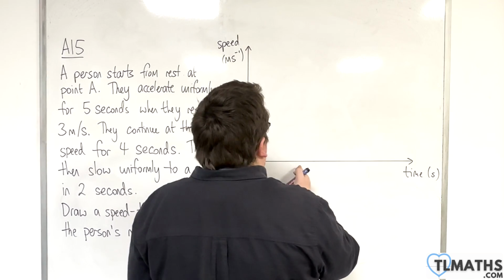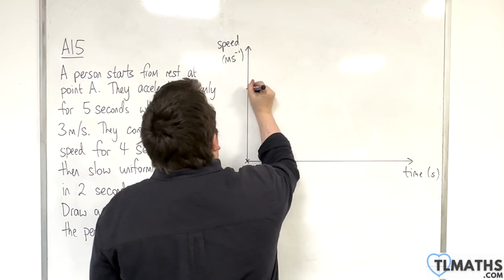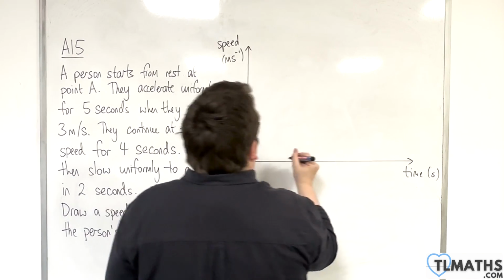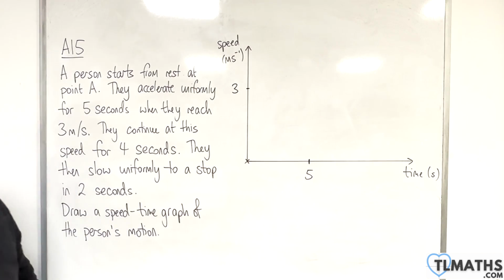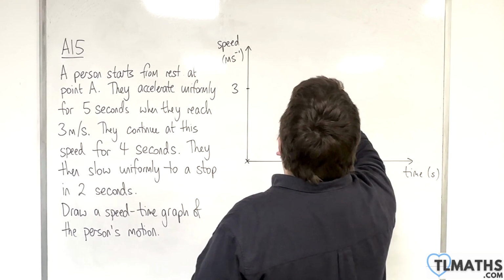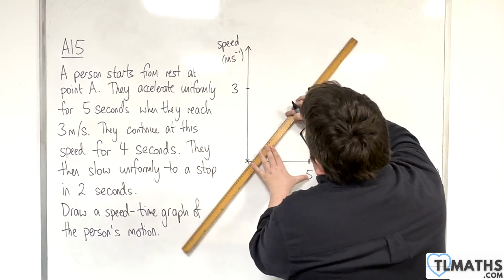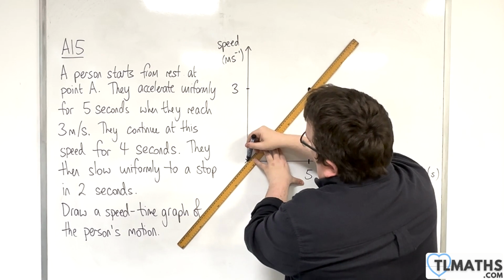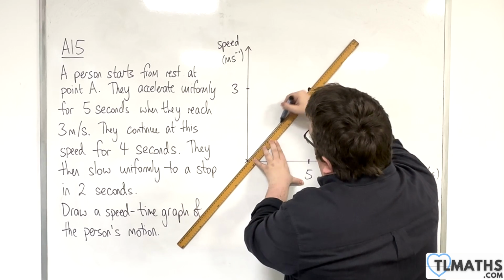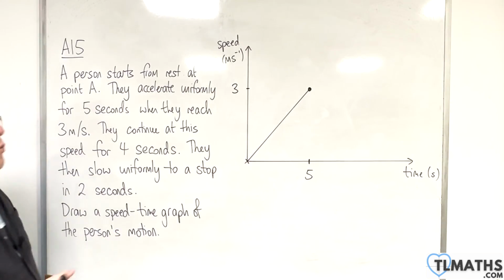So 5 seconds goes by and we've reached 3 meters per second. So here's 3 meters per second. 5 seconds has gone by. So let's draw a point there. And the reason why this is a straight line, remember, is because the question says that the acceleration is uniform. So it's a constant acceleration. And so that's why you've got that nice straight line.